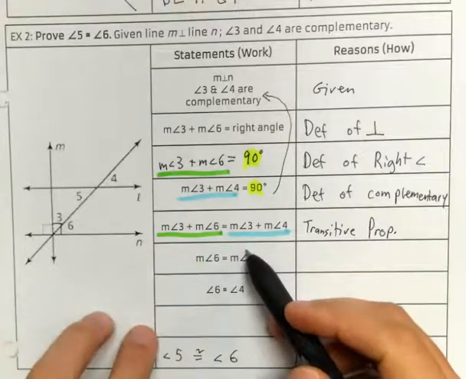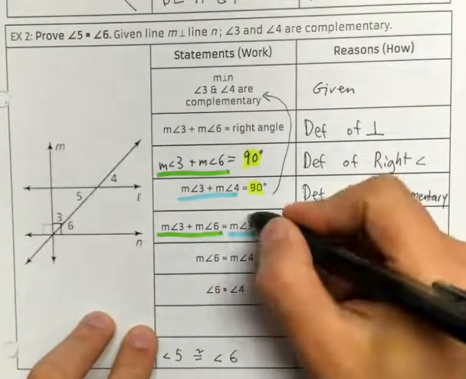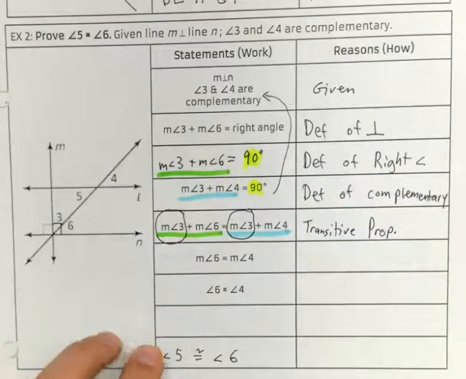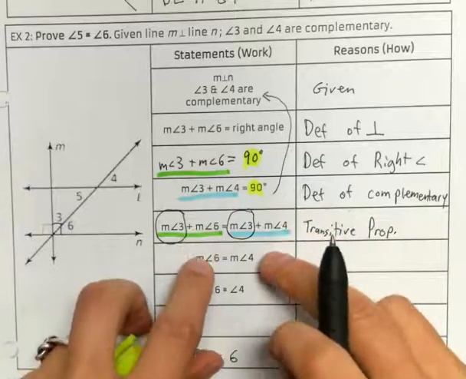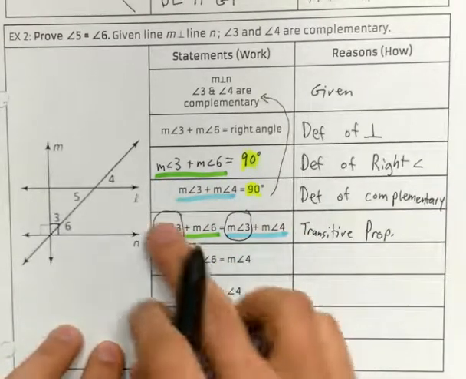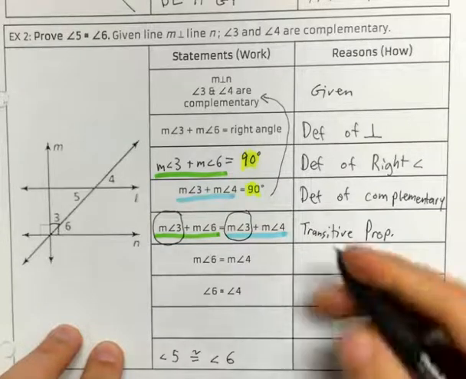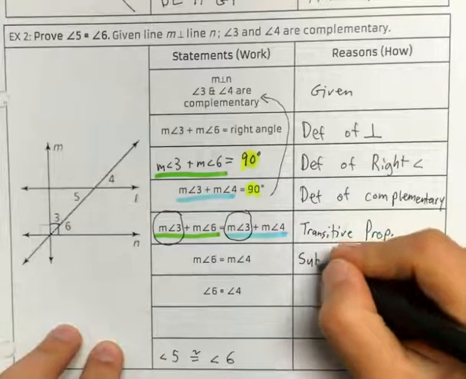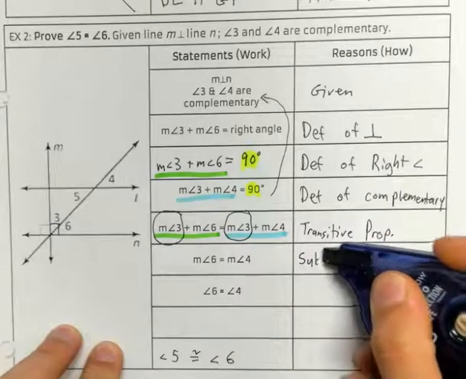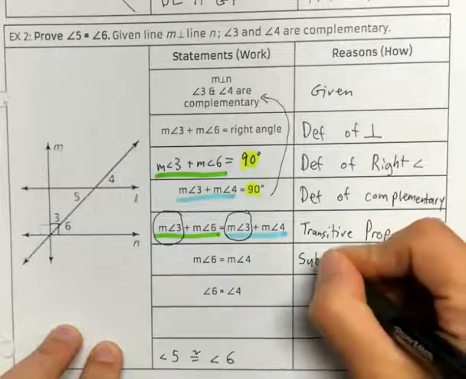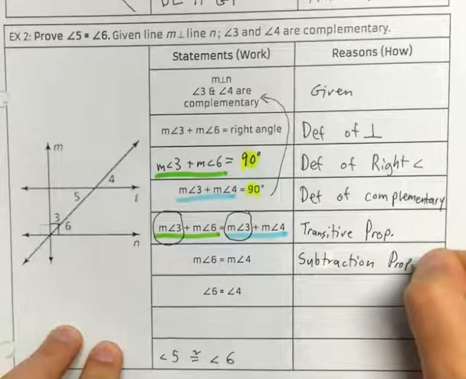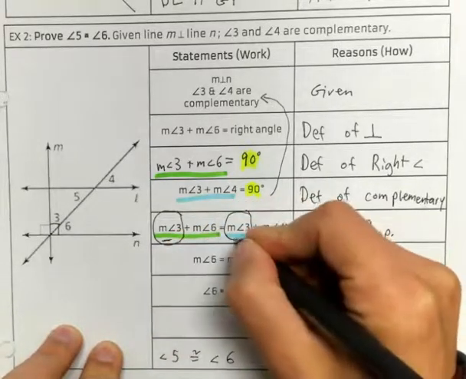All right, next, from here to here, how do I get there? What changed? Well, if I look at this equation closely, I see a measure of angle 3 here, and I see a measure of angle 3 here. But everything else looks the same for both this top equation and here. Well, measure of angle 3 got removed from both sides. What is it called when something gets removed from both sides? That is the subtraction property. Oops, I can't spell. That is the subtraction property. Okay, so you removed those.